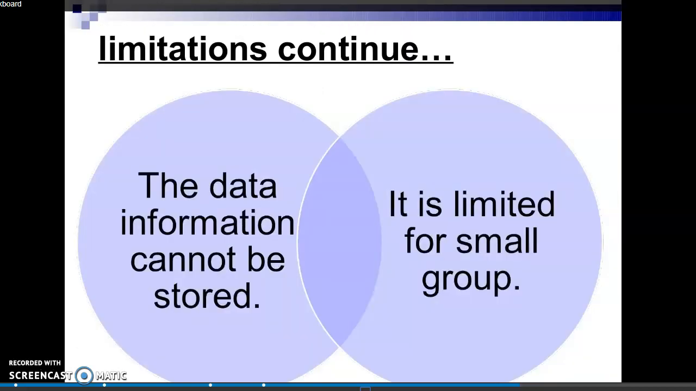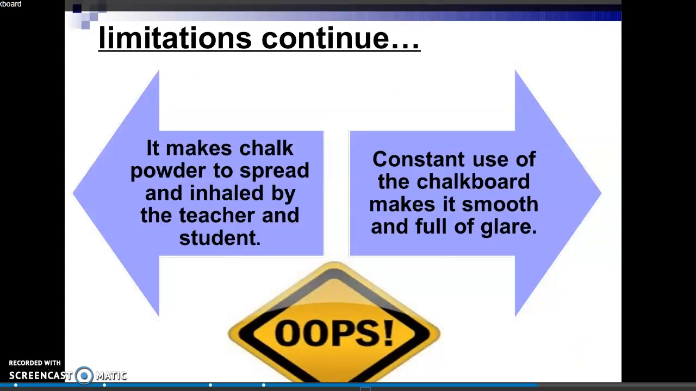And here you can see other disadvantages of using the chalkboard. The data information cannot be stored. It's limited for small groups. The next one is it makes chalk powder spread and be inhaled by the teacher and students. And constant use of the chalkboard makes it smooth and full of glare.